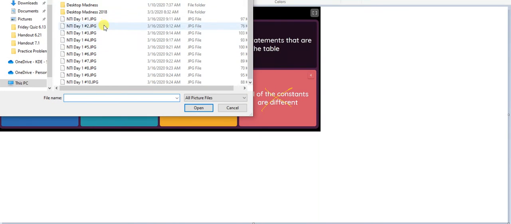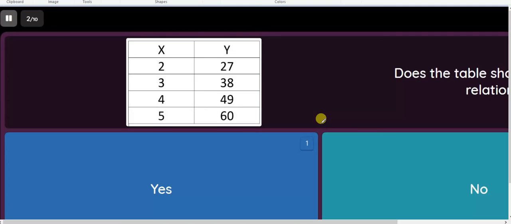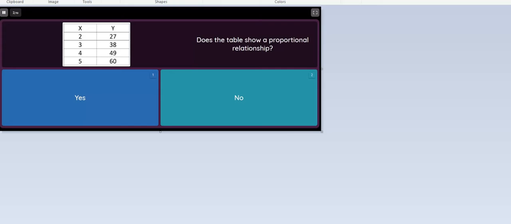Sorry, I wish I had this a little quicker, but this is just the way that I have it set up today. I might have it a little bit faster starting tomorrow. But let's look at the next one.